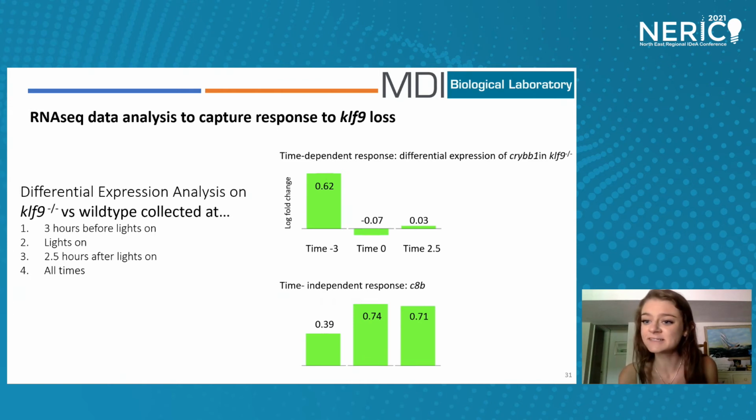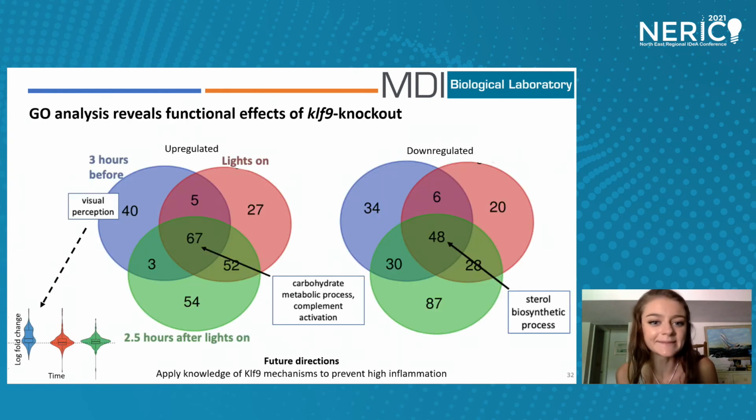I identified some genes that have a time-dependent response to KLF9 loss, such as CRYBB1, which is a visual development gene, which we can see has a positive log-fold change in transcript counts in KLF9 knockouts at 3 hours before lights on, but at no other time, meaning that it's uniquely upregulated by the loss of KLF9 at that time, whereas other genes such as C8b, which is a complement activation gene, is upregulated by the loss of KLF9 at all times. Next slide, please.